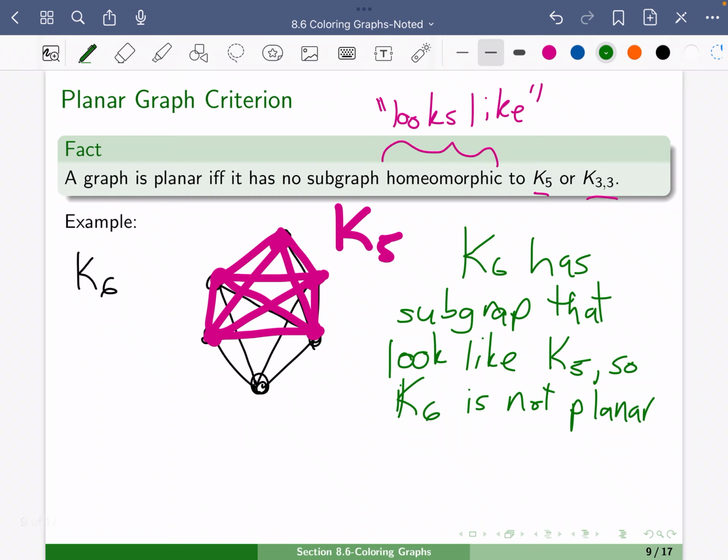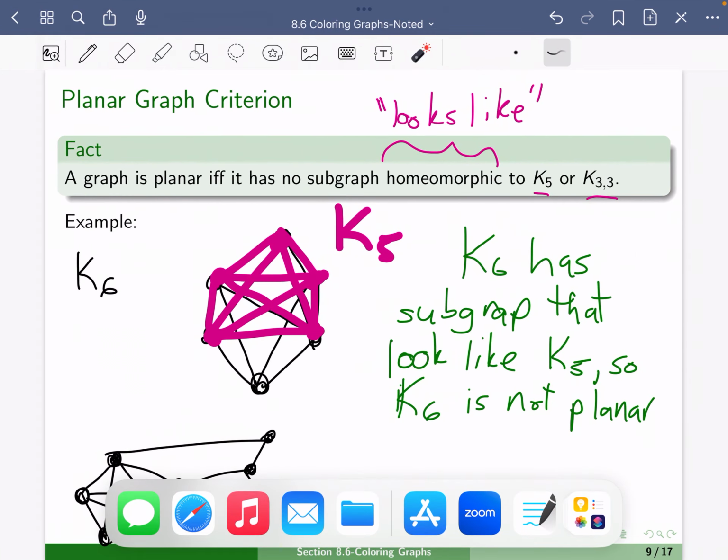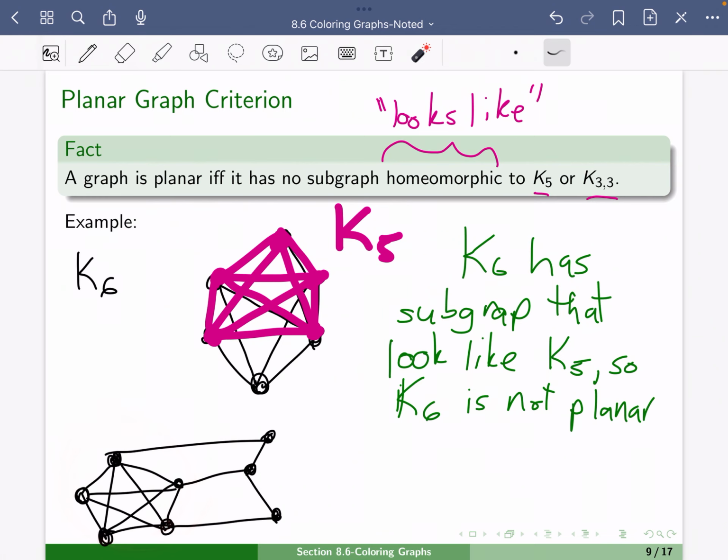And so any complete graph with 5 or more vertices is going to have K5 as a subgraph. But you don't have to have a complete graph, right? So let's say I have something that looks like this. Even there, even though I don't have a complete graph, I can see it has K5 as a subgraph. So it's not planar.